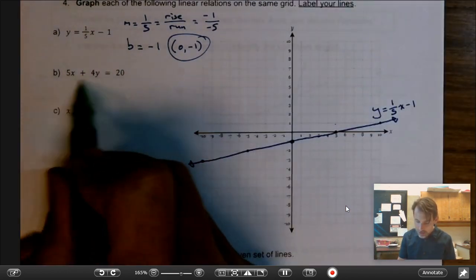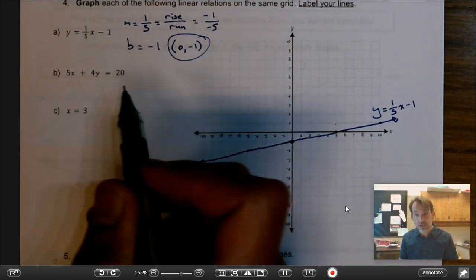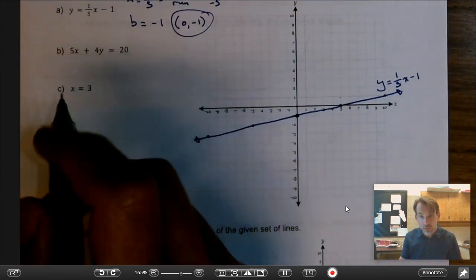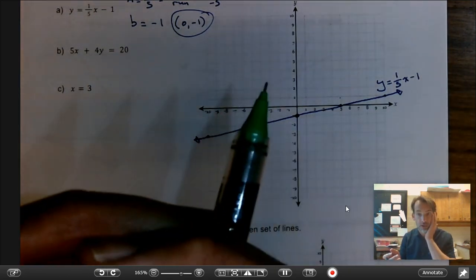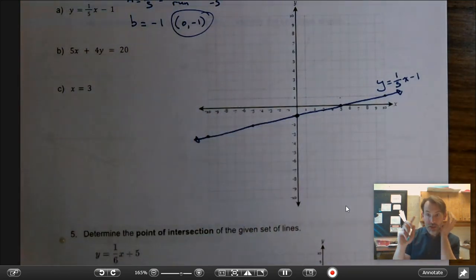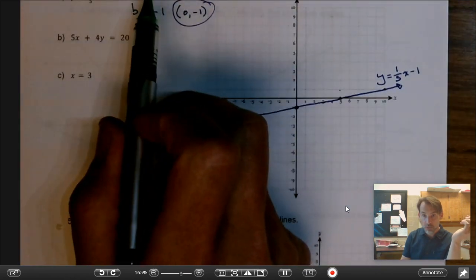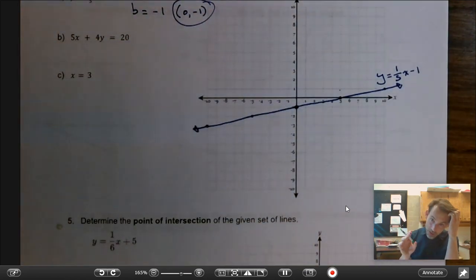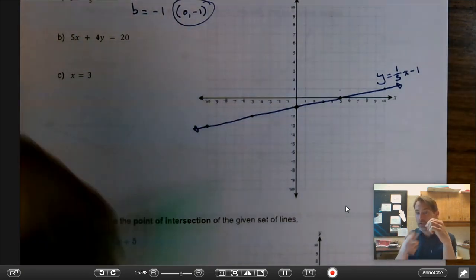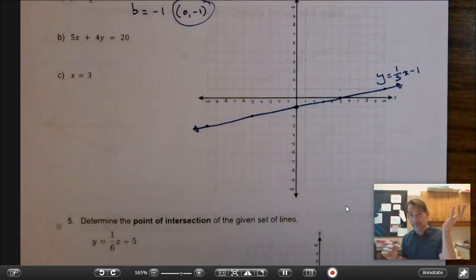All right, now let's take a look at this one here. Ooh, this is not in y equals mx plus b form. Ooh, we better figure out a strategy to graph it. All right, here's two strategies. One strategy is turn it into y equals mx plus b form and do what I did up there. I'll show you that. The other strategy is just find the y-intercept and the x-intercept, plot those two, put your straight line in. I'm going to do that first.